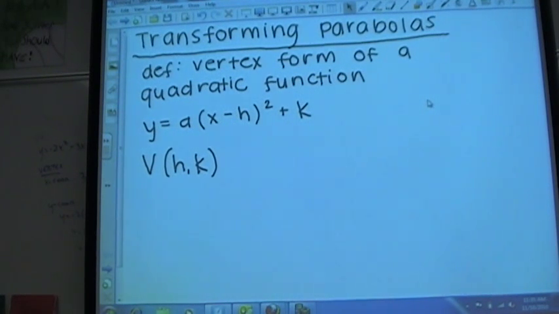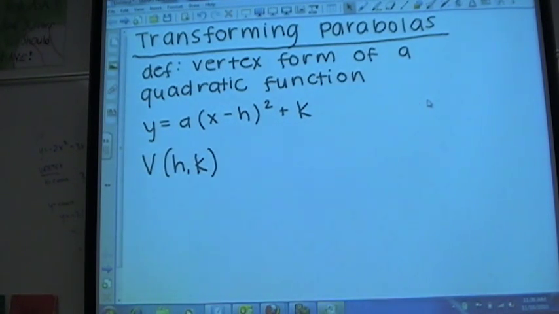Transforming parabolas. All right, write down the definition. Yesterday we did standard form. You had to do both standard form and vertex form. Today we're doing vertex form. What was standard form? Y equals ax squared plus bx plus c.